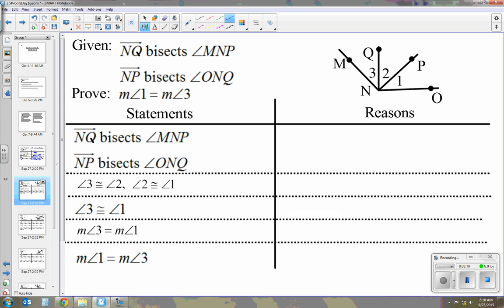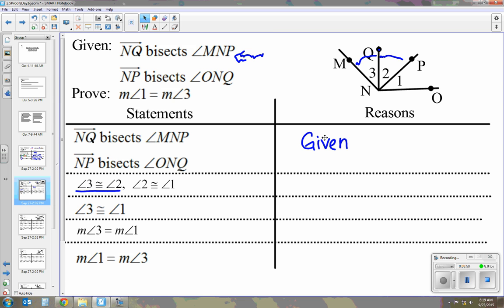Okay, let's do another one. This next one, I give you that NQ bisects angle MNP, and that ray NP bisects angle ONQ. Well, obviously, our first reason is that it's given. Let's draw on our picture what this means. If ray NQ bisects angle MNP, right here, then that means angle 3 is congruent to angle 2. Let's rewrite that given. Well, I see that written right here, okay?